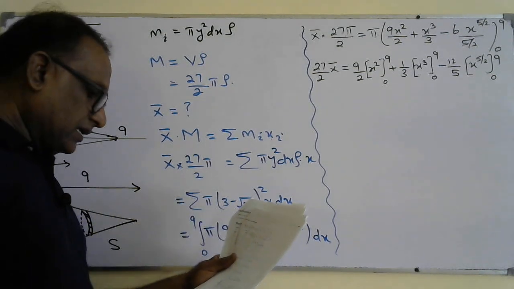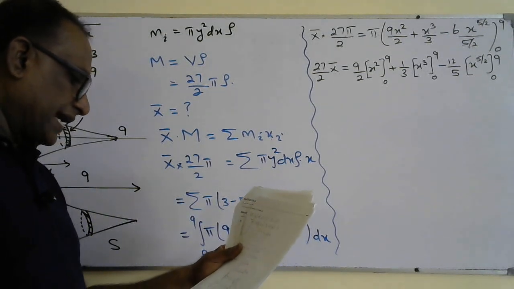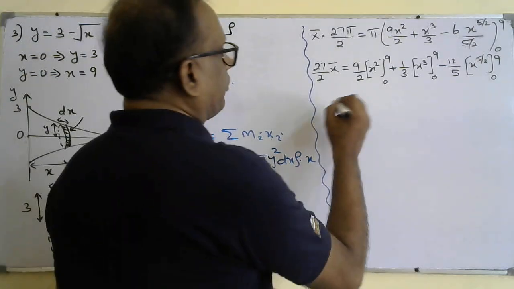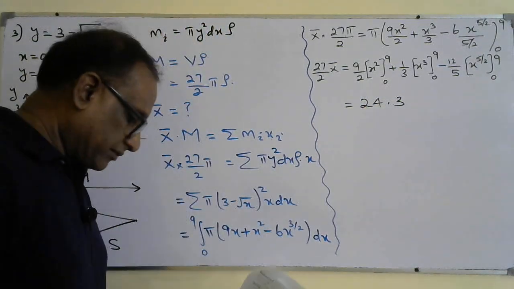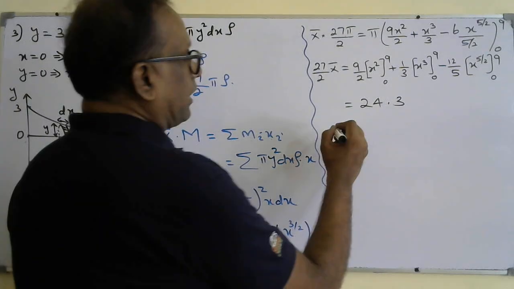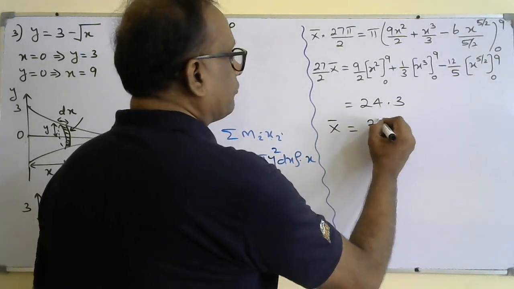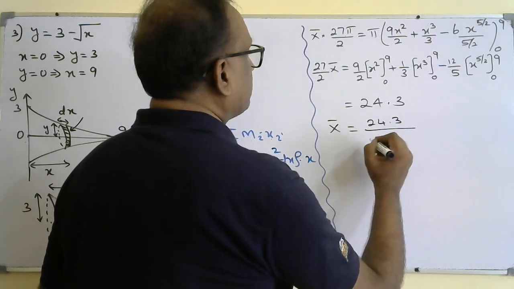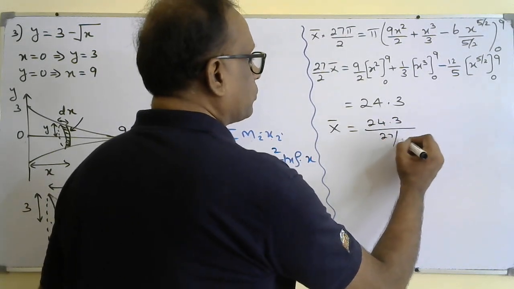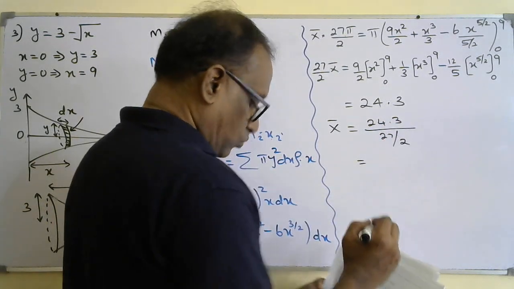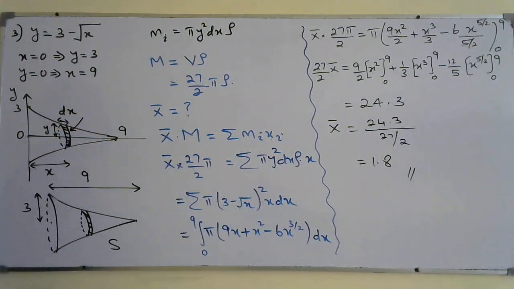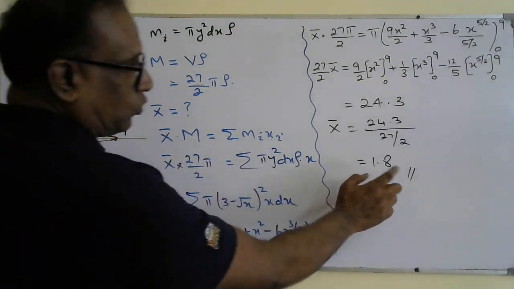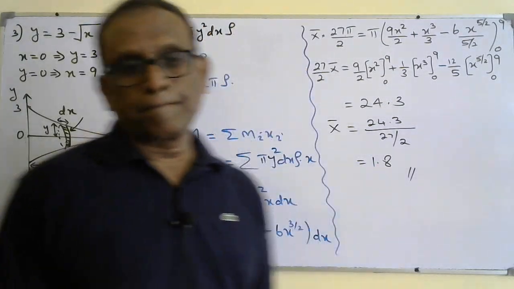So finally, when you solve, you will get the right hand side answer 24.3. So x bar is 24.3 divided by 27 by 2, you will get 1.8. That's the final answer. Distance of the center of mass of S from O, the origin, is 1.8 units.